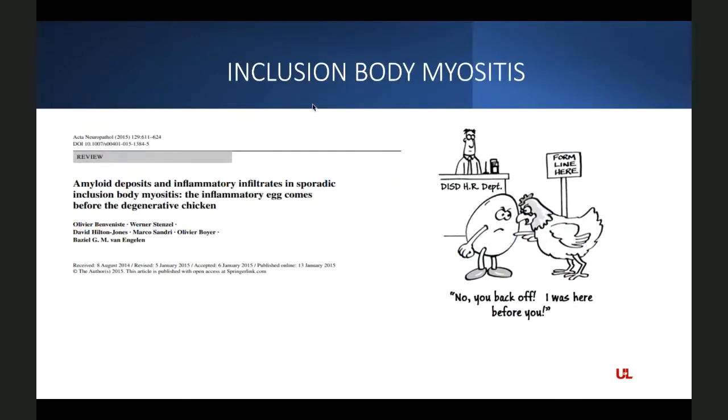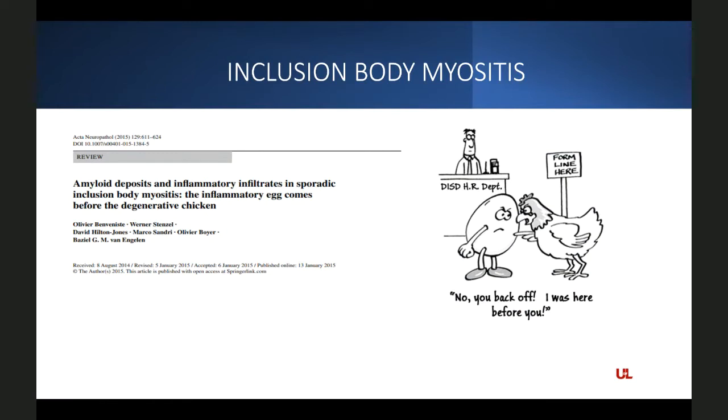Moving ahead, I want to talk a little bit about inclusion body myositis. Although, as of now, we don't entirely know how the pathophysiology of inclusion body myositis takes place, we do know that in IBM, we have atrophy, and at the same time, we have inflammation. So there is muscle degeneration, and at the same time, we have inflammation.